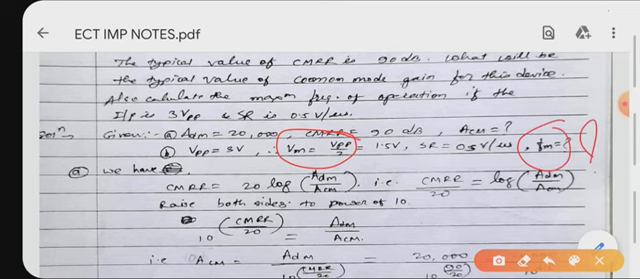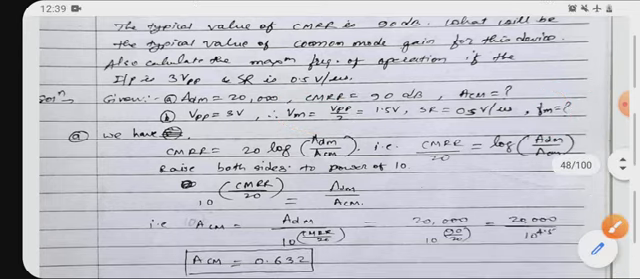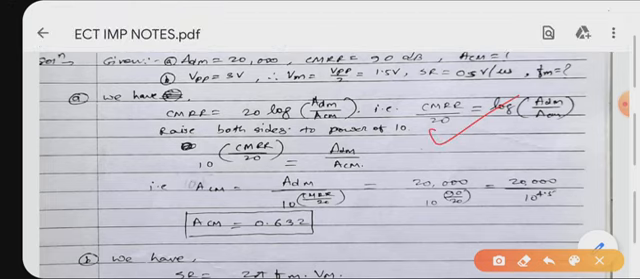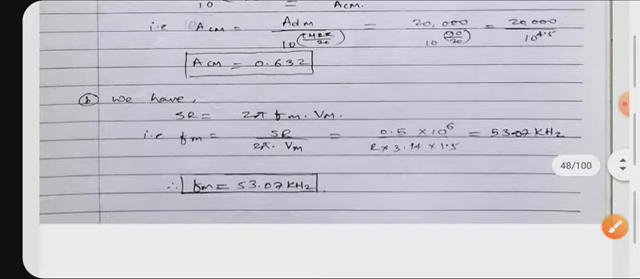is asked, frequency of operation is also asked to calculate. So we are having the formula as I told you, CMRR in dB is equal to 20 log to the base 10 ADM by ACM, which can be further modified as CMRR by 20 equals log of ADM by ACM. Raising both sides to the power of 10, you will get this formula. Keeping the values, you will get the answer of ACM as 0.632. Okay, by solving this and simplifying this.